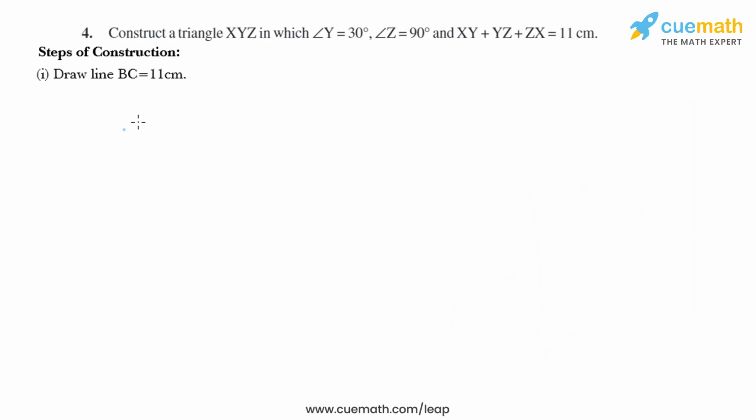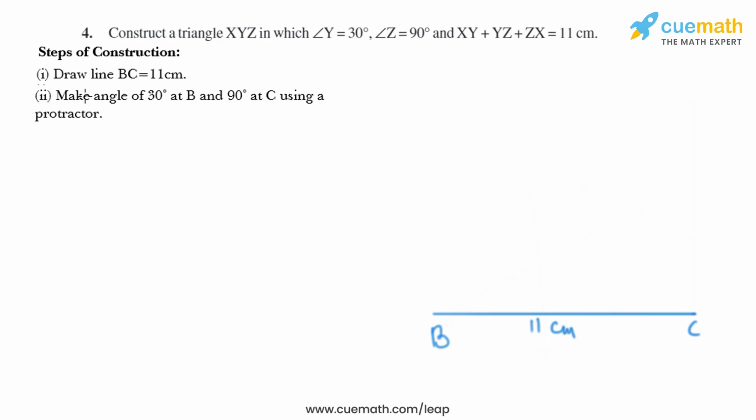In the first step, draw line BC equal to 11 centimeters. So we need to draw a line BC that equals 11 centimeters. So this is B and this is C, and their length is 11 centimeters.